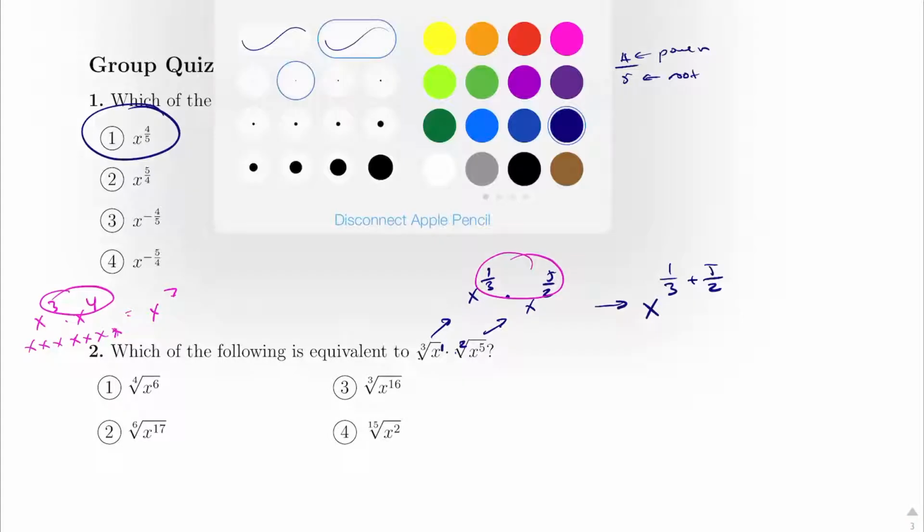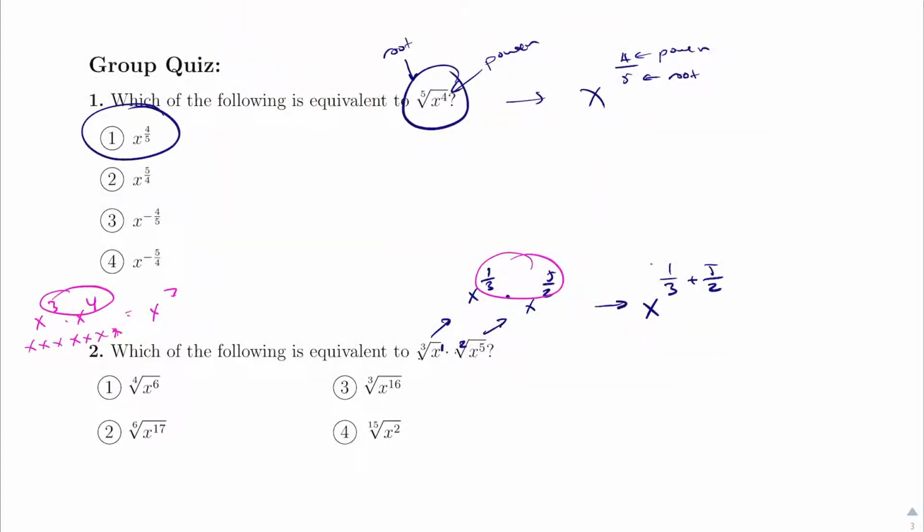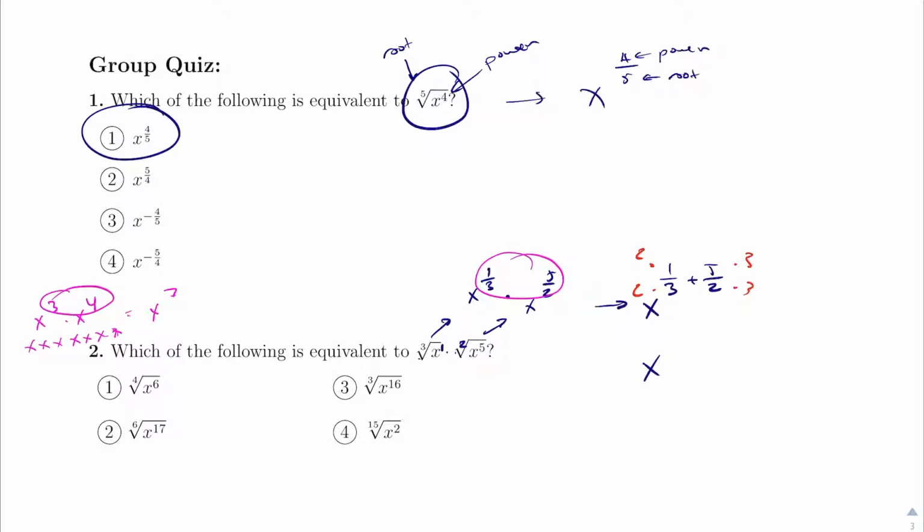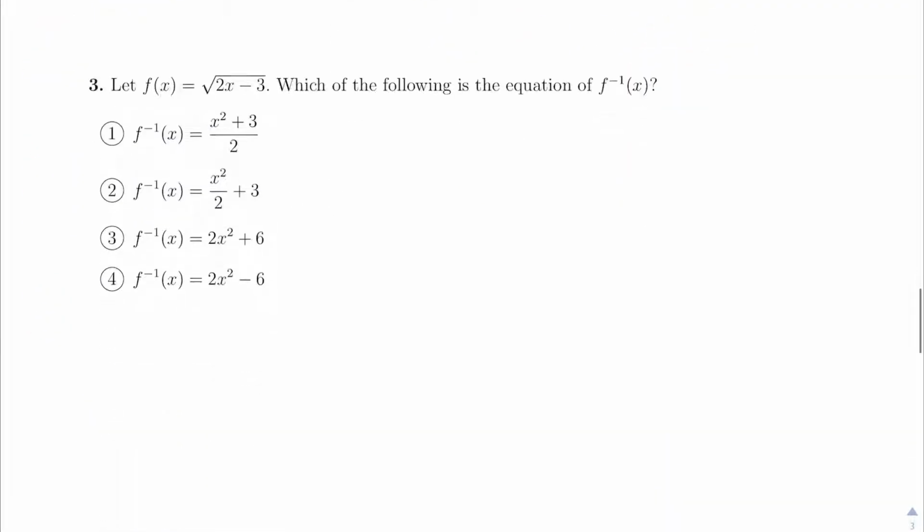But in order to add exponents, we need to have a common denominator. Or in order to add fractions, we need to have a common denominator. So we get our common denominator using that method, and we get x to the 2/6 plus 15/6, x to the 17/6, which is, it's none of the answer choices yet. It's the 6th root, because the root is on the bottom, of x to the 17th power, which is choice 2.